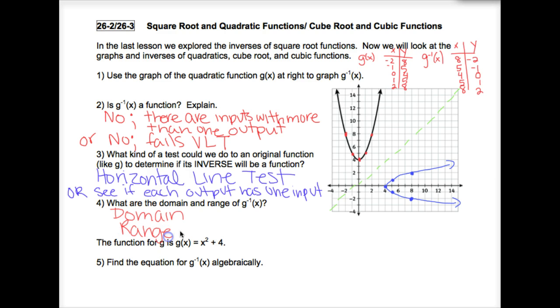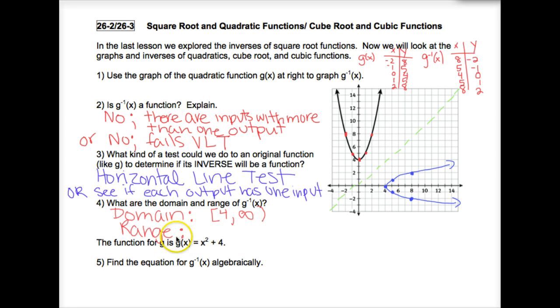All right, on the domain are my inputs, my x values. The lowest x value that I see here is 4. So it starts at 4. The highest x value, there is no limit because there's arrows going to the right. So it's 4 to infinity.